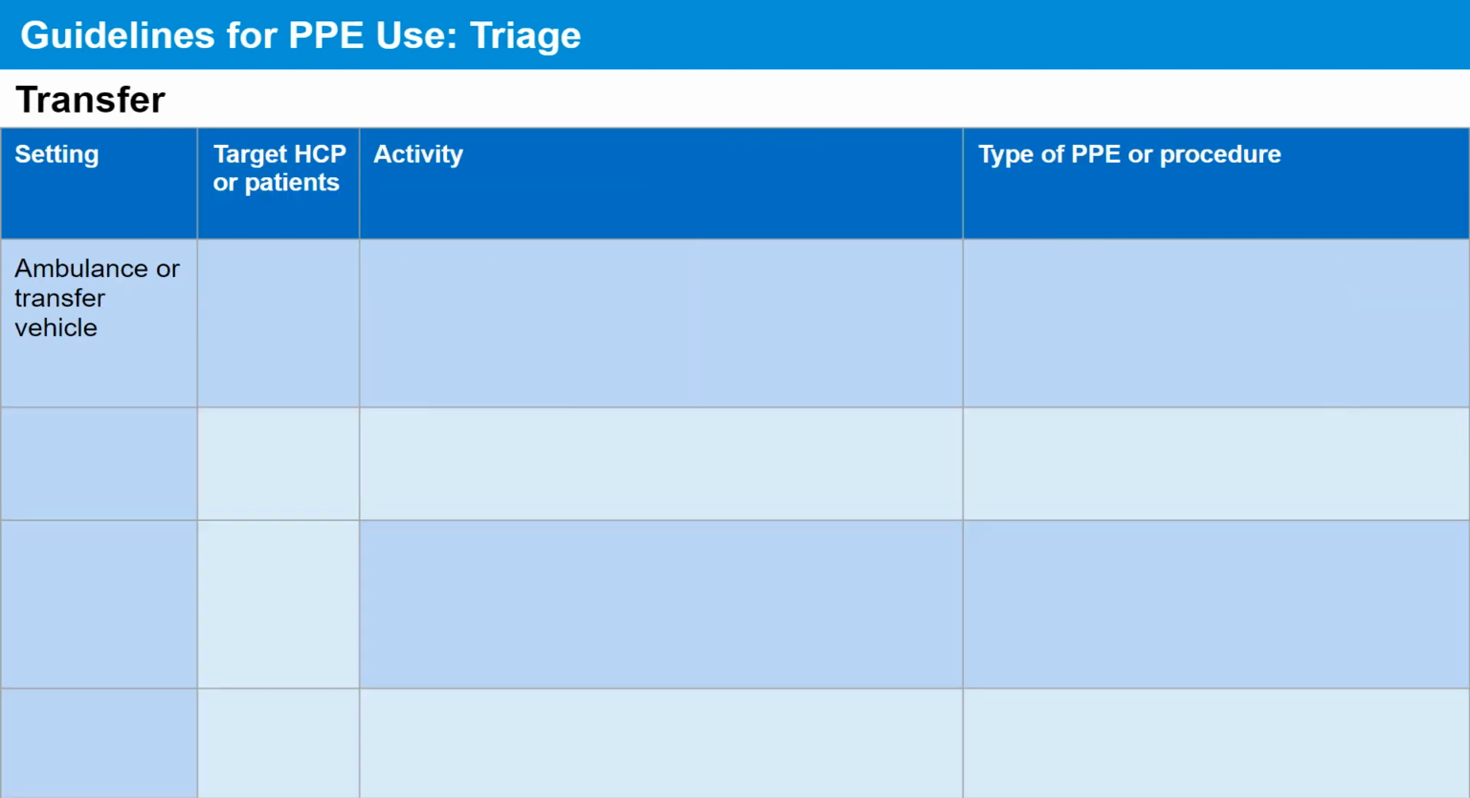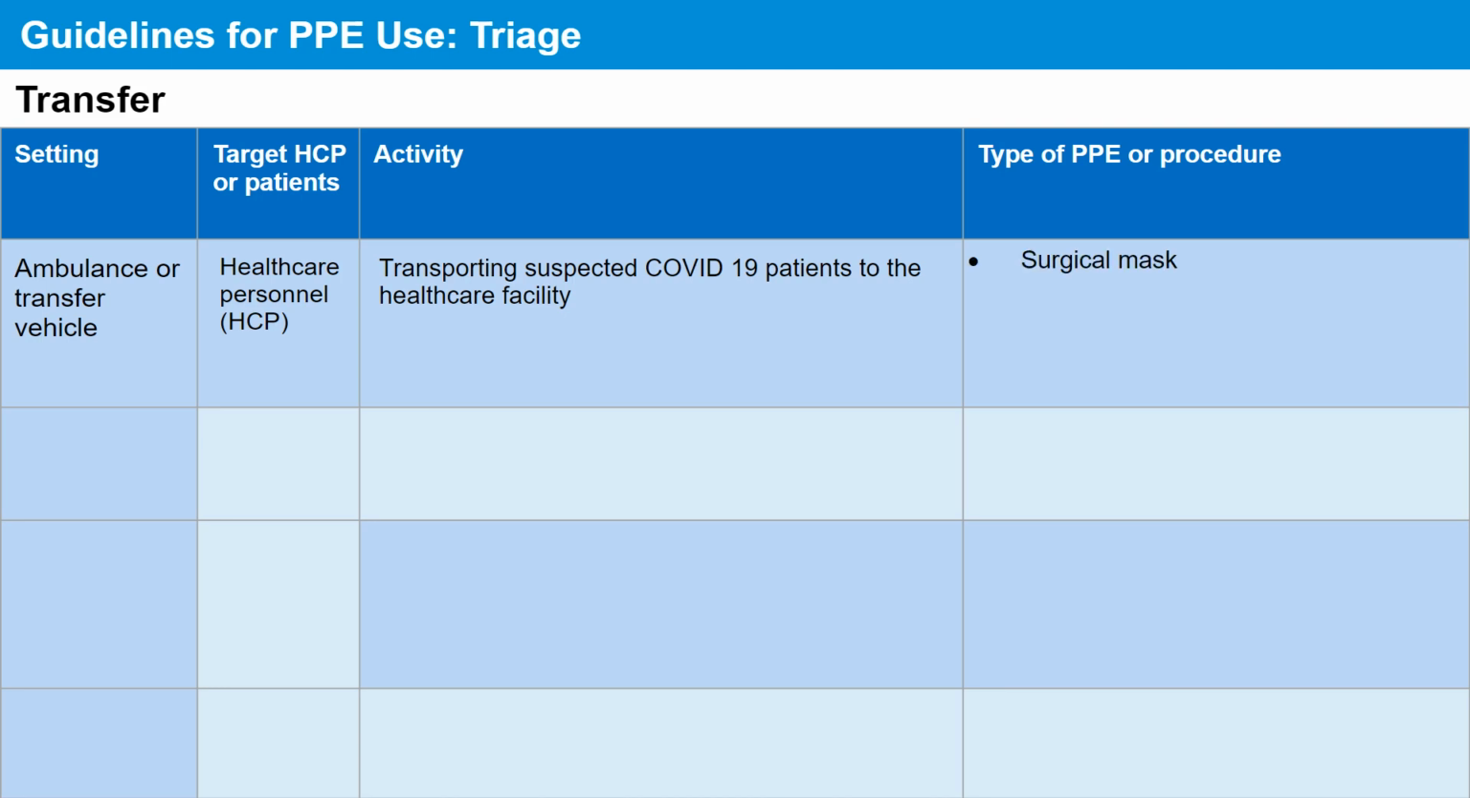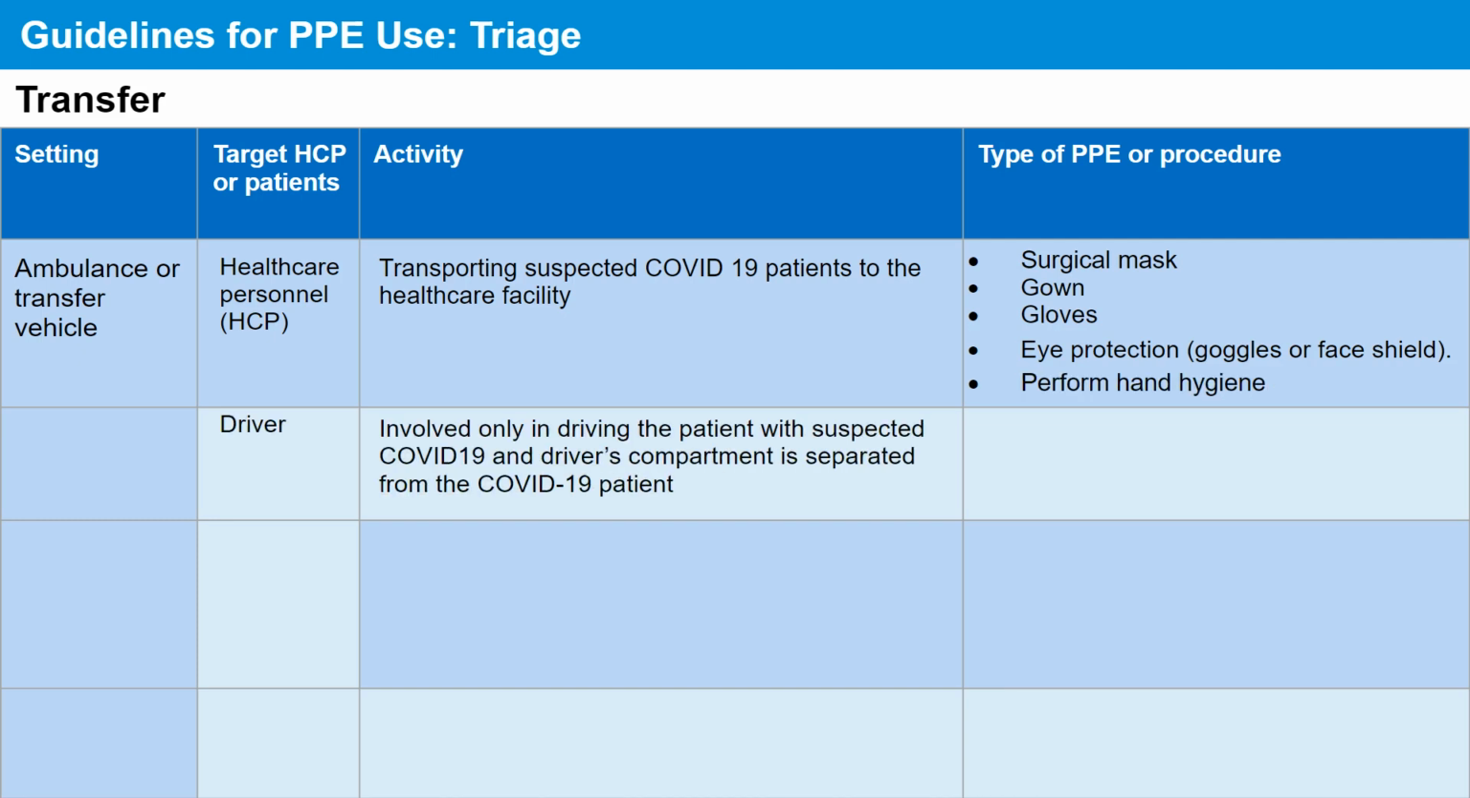In an ambulance or transfer vehicle setting, healthcare personnel helping to transport suspected COVID-19 patients to the healthcare facility and drivers assisting with loading and unloading patients with suspected COVID-19 need to wear surgical masks, gowns, gloves, and eye protection such as goggles or face shield. They should also perform hand hygiene. Those drivers who are involved only in driving patients with suspected COVID-19 should maintain spatial distance of at least 1 meter and wear surgical masks. They should also perform hand hygiene.